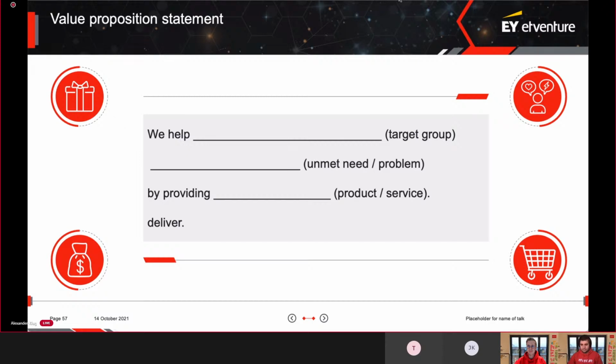And then if you are thinking of the pitch, you need a value proposition. A good statement is to use this template: we help our target group, our customers, to narrow it down, to solve their problem or unmentioned need, by providing our product and service which will be delivered. If you fill out those gaps with your target group, the problem of the target group, and the product and service you want to deliver, it helps to clearly understand what you are going to do, whom you are addressing, why, and by what. This helps even the investors to understand what kind of solution you are thinking of.